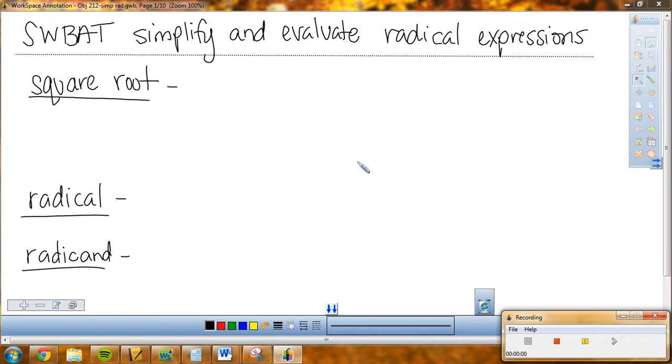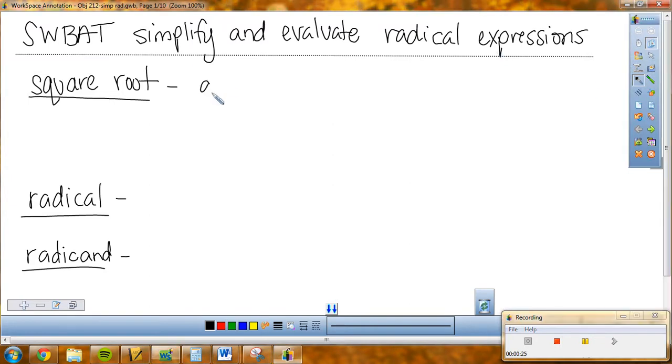So today we're going to start working with radicals, and we're specifically focusing on simplifying our radical expressions. Since we are starting the radical unit, we have a lot of vocabulary to cover in this first lesson. So the first word is the square root. Okay, we've heard this before, but what is the definition of square root?